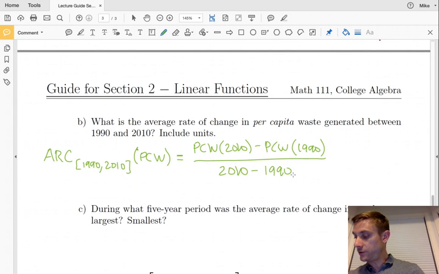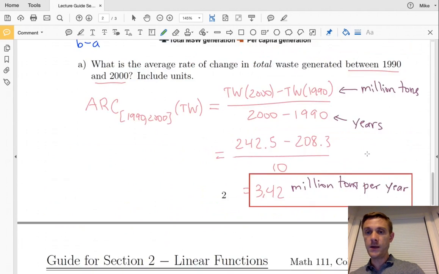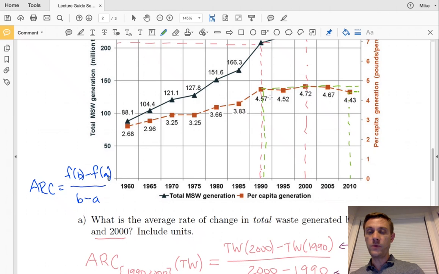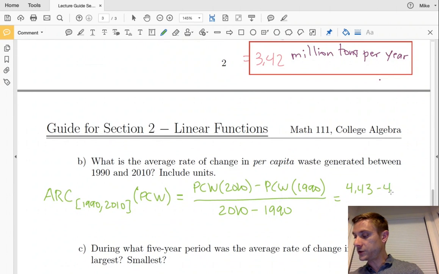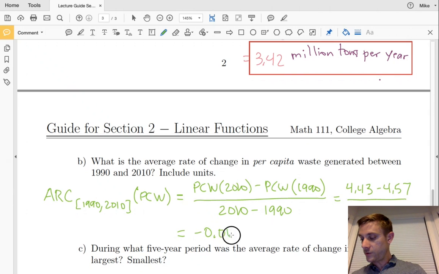I got to make sure they go in the right order too. So this is 4.43 and 4.57 was our starting point. The direction of these is important. So making sure I get the 2010 data point reflected first, and then the 1990 reflected second. The difference between those is 20. And this time we get a negative number. I think with some quick scientific calculation, we end up with negative 0.007.